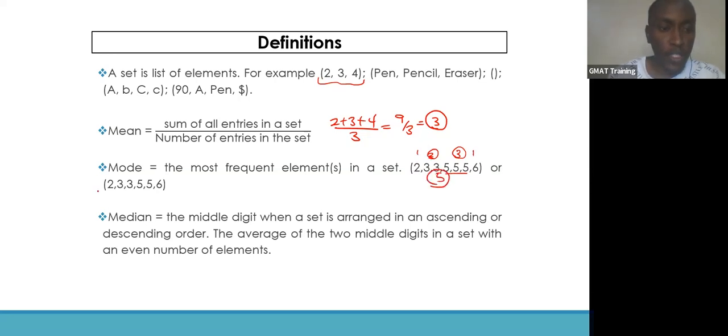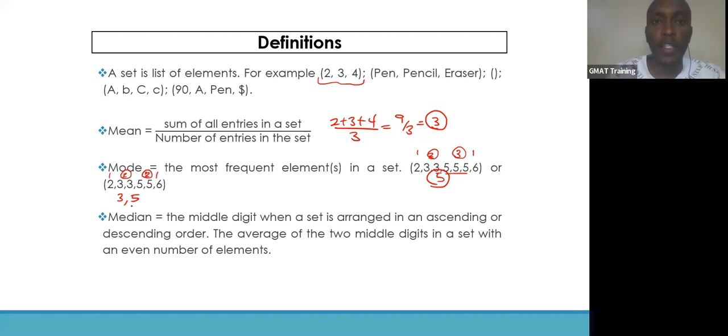And for this other set, we have 2, 3, 3, 5, 5, and 6. Here we have 5 occurring twice, 3 occurring twice, 2 once, and 6 once. Therefore, the modes of this set are 3 and 5. All right. What about the median?